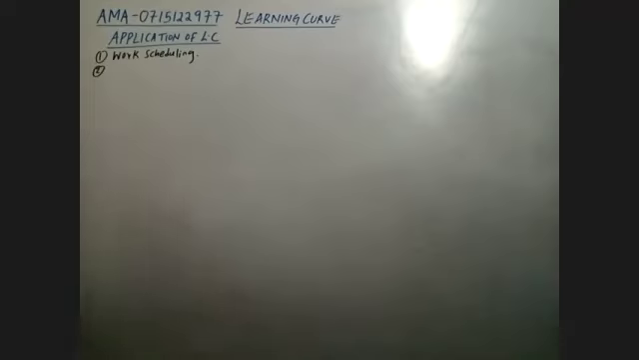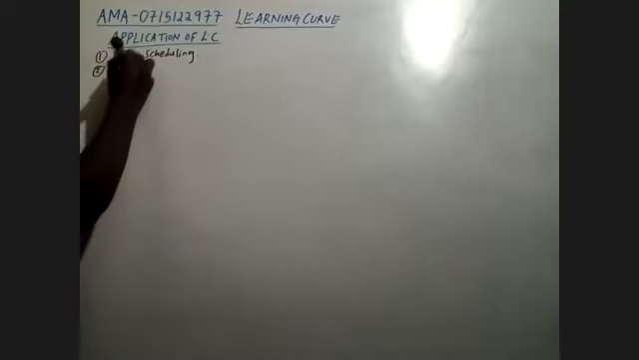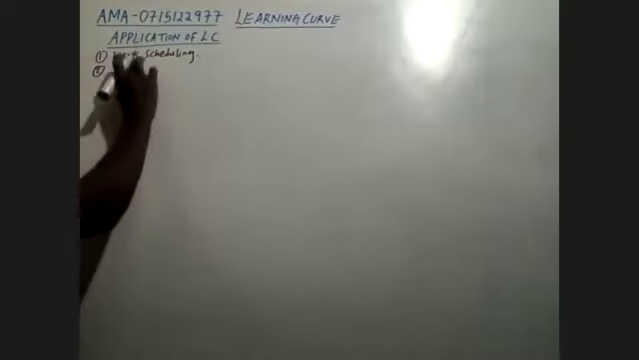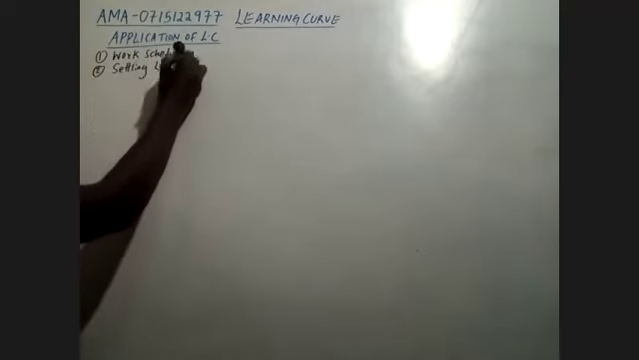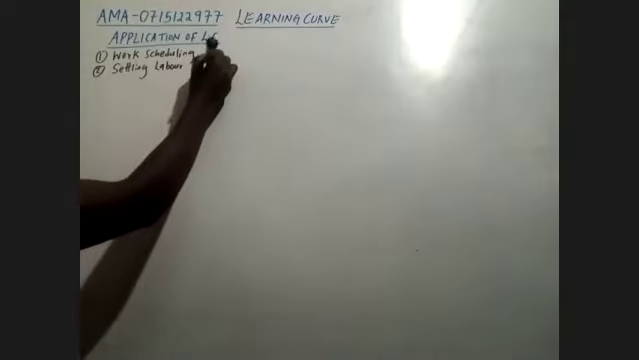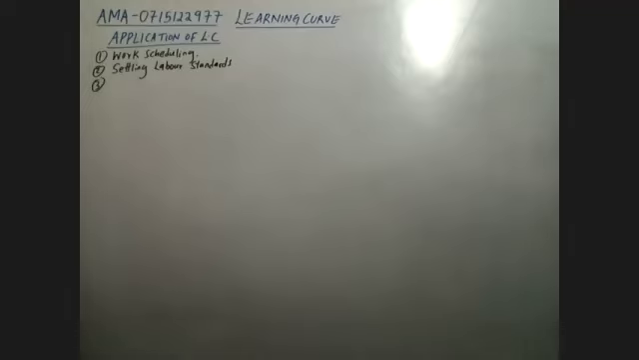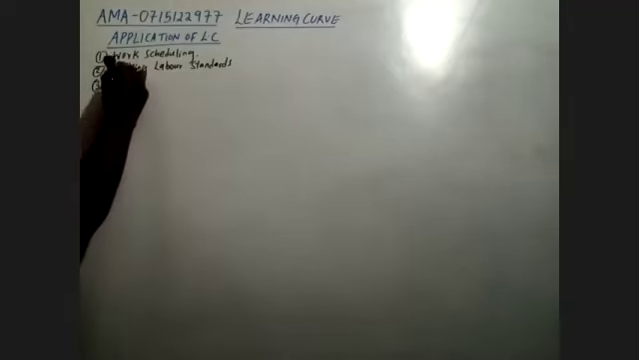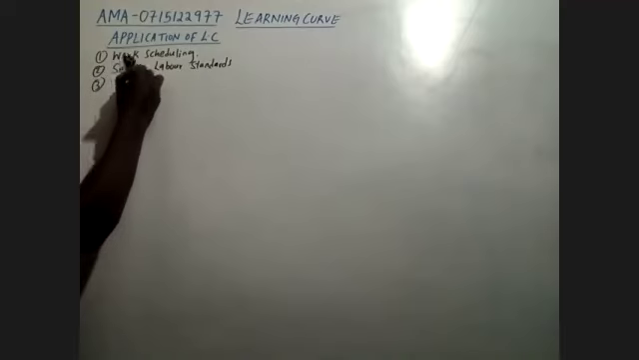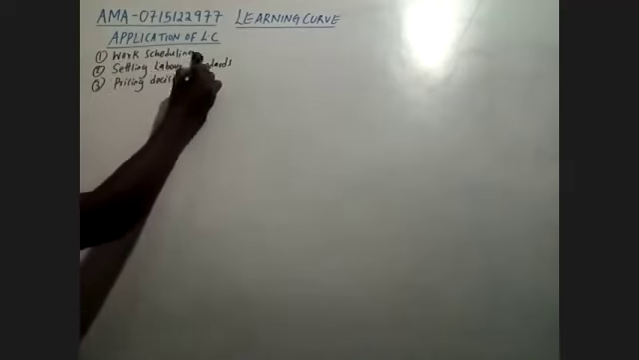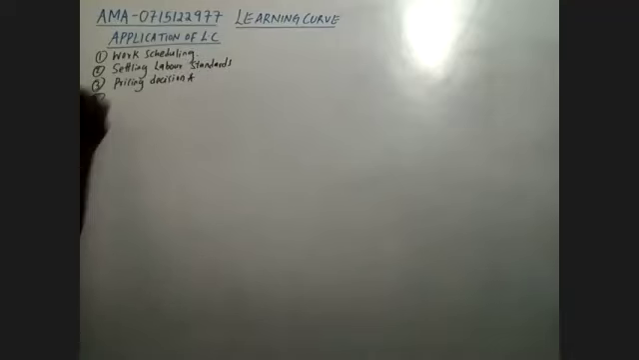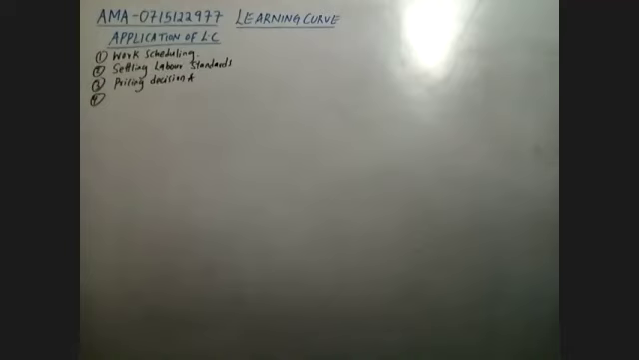Number two, setting labor standards. Now, pricing decisions is a topic in MA. This is a topic in advanced MA. I think it's topic 3, our next topic, if I'm not wrong.